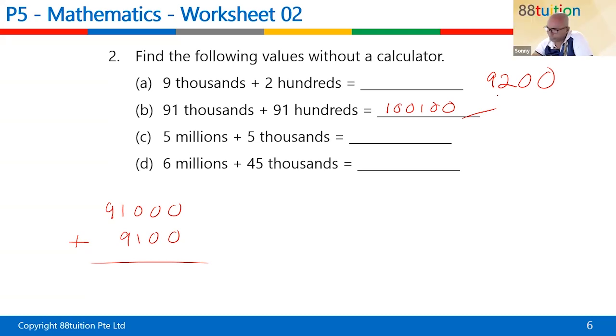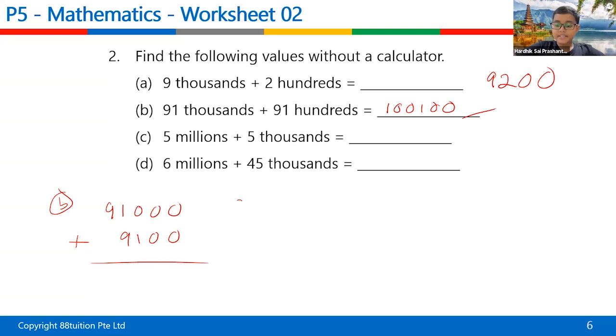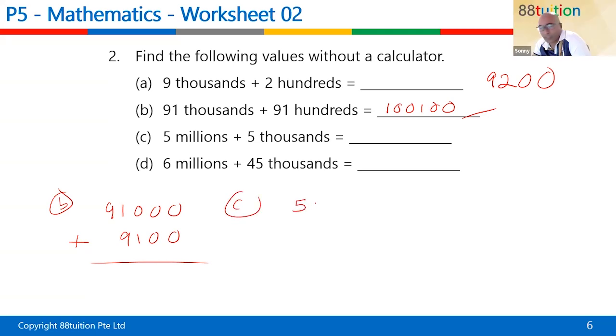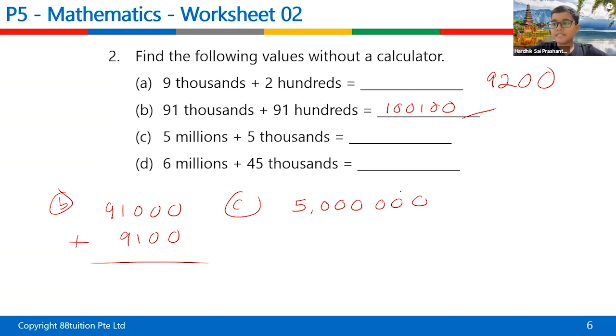How about the next one? It's 5 million plus 5,000, which is 5 million. How many zeros are there in 5 millions? 6. Okay, well done. Not bad.